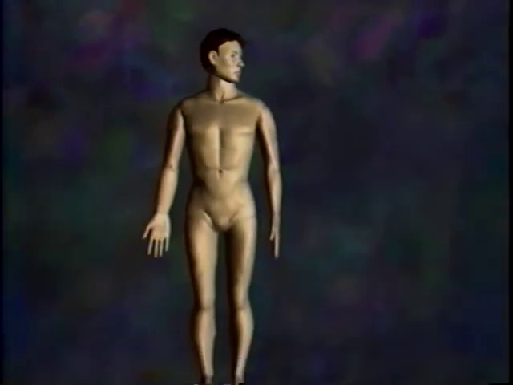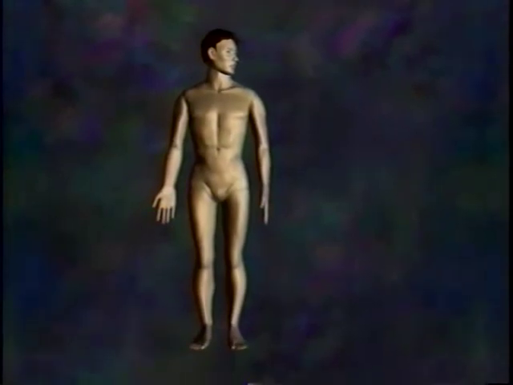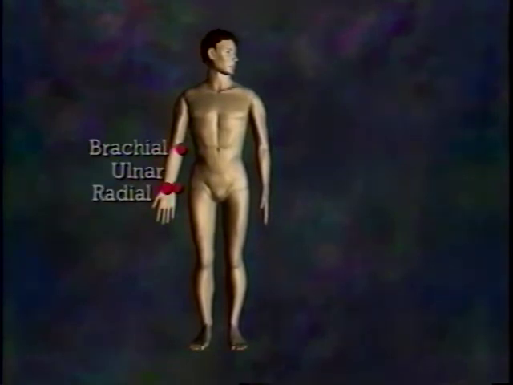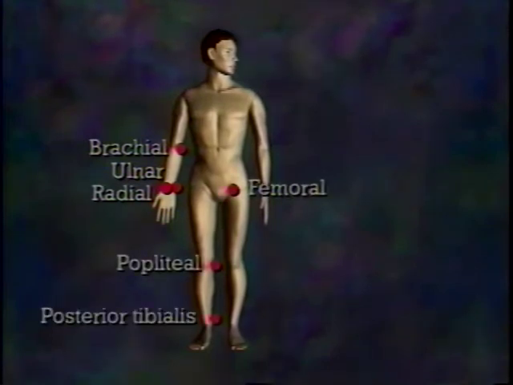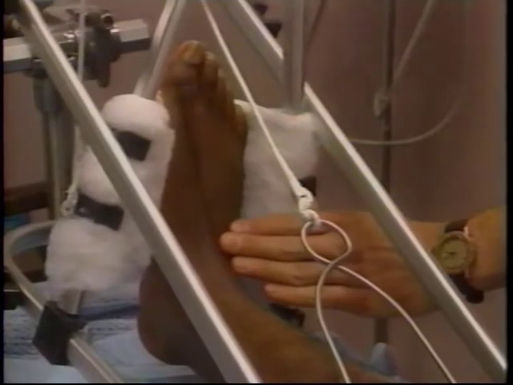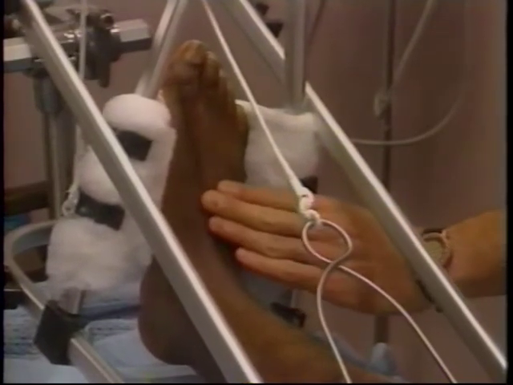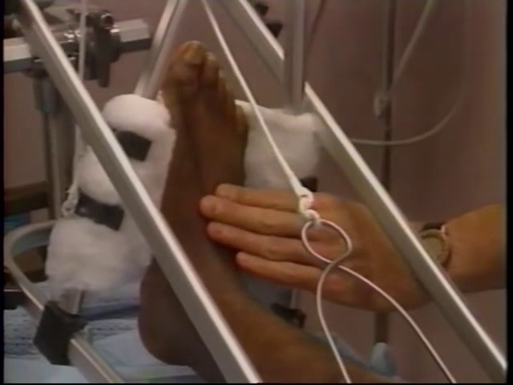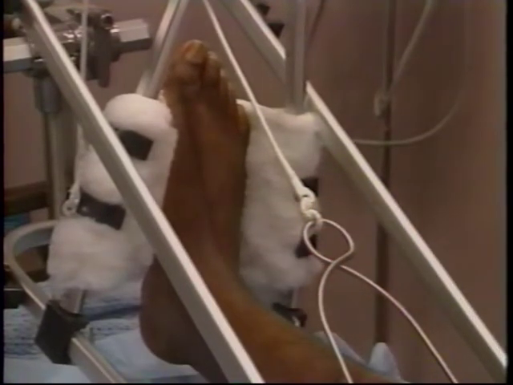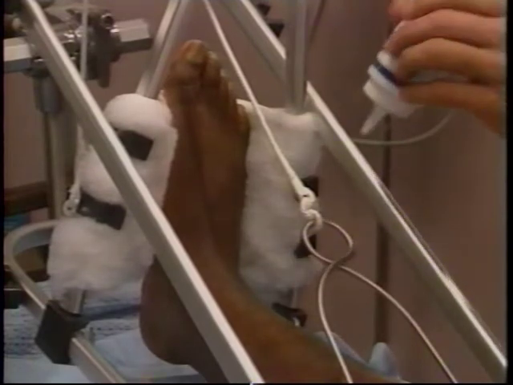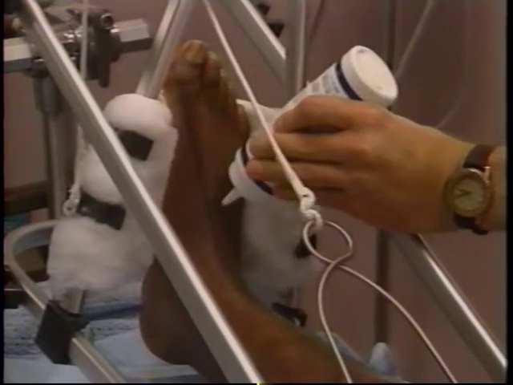Pulses should be taken regularly as part of your vascular assessment. In the arm, pulses are assessed at the brachial, ulnar, or radial pulse points. The pulses in the lower extremities are the femoral, popliteal, posterior tibialis, and dorsalis pedis. Note the quality of the pulse. It should feel full. A diminished or absent pulse could indicate vascular compromise. The use of a Doppler ultrasound unit can assist in this assessment.